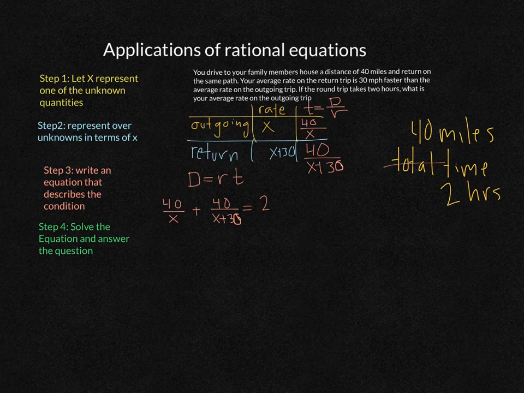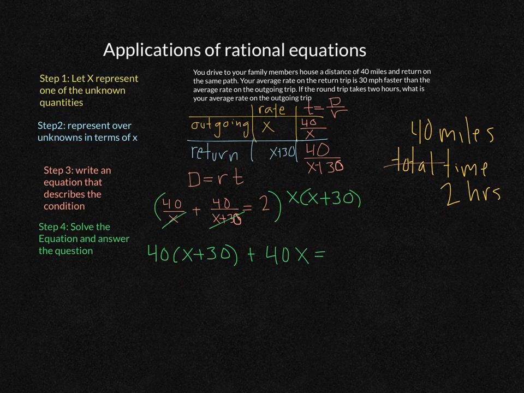So step 4 then will be to go ahead and solve the equation and then answer the question. So we need to multiply through by the least common denominator. So we have the x cancels out there. We have 40 times x plus 30, plus the x plus 30 cancels out, and we have 40 times x equals 2 times x plus 30. Now we just have some distributing to do.